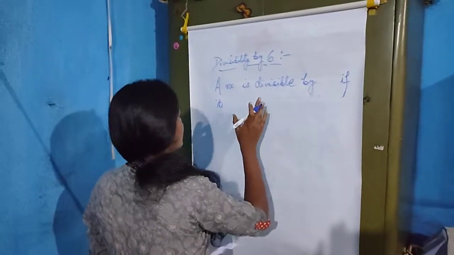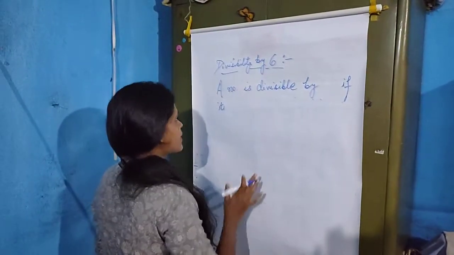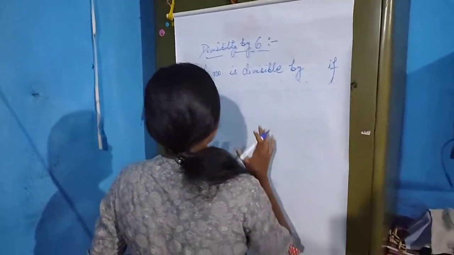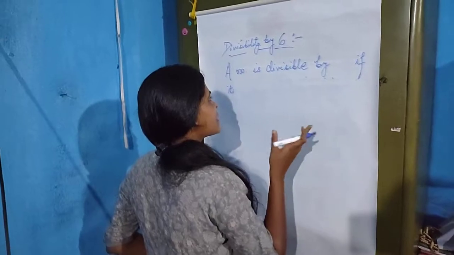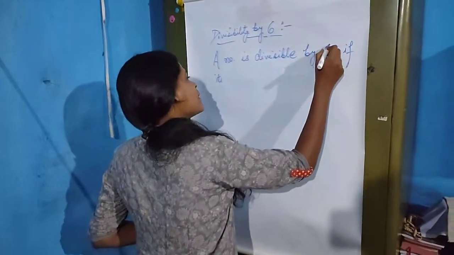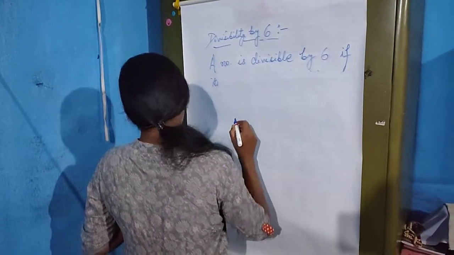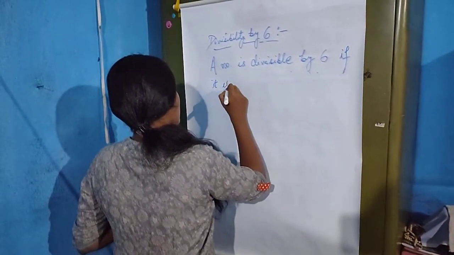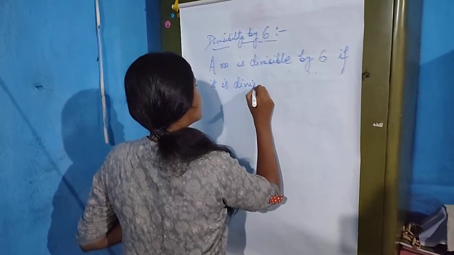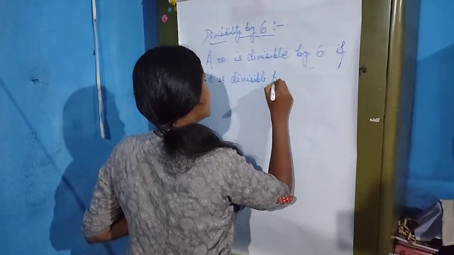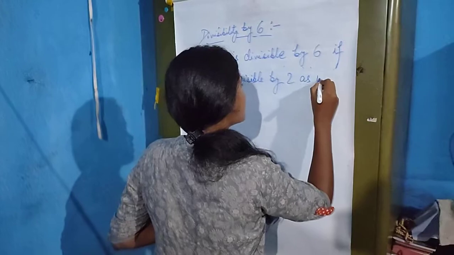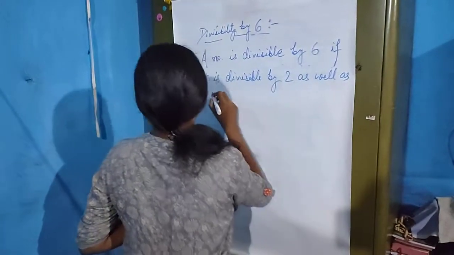Let's see how a given number is divisible by 6. What is the shortcut to identify whether the given number is divisible by 6 or not? So a number is divisible by 6 if it is divisible by 2 as well as 3, both.